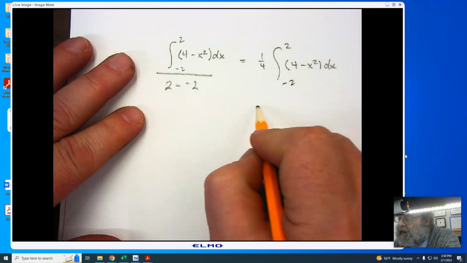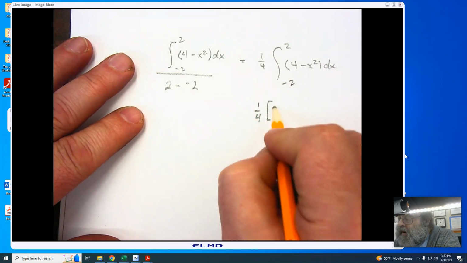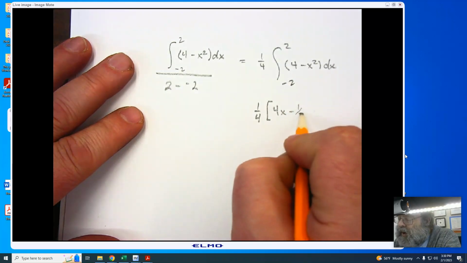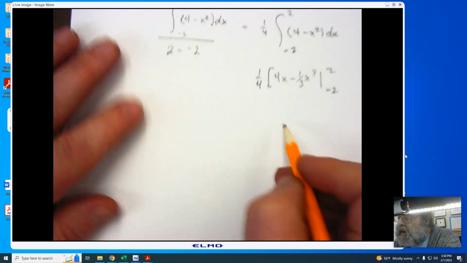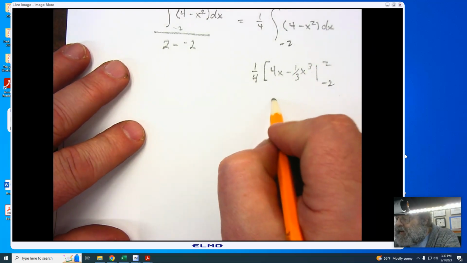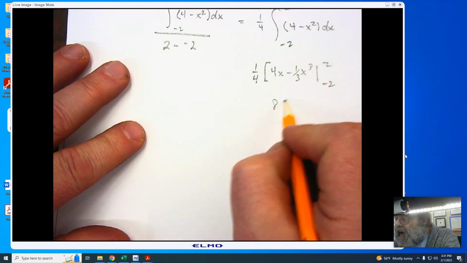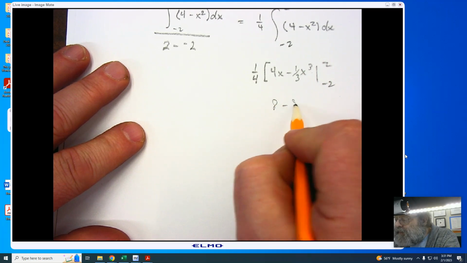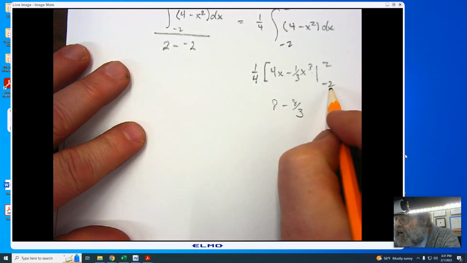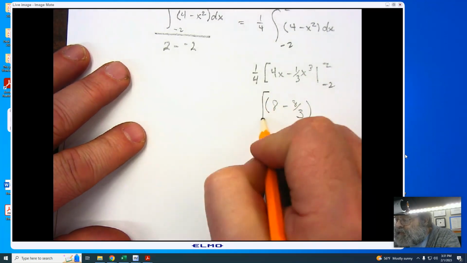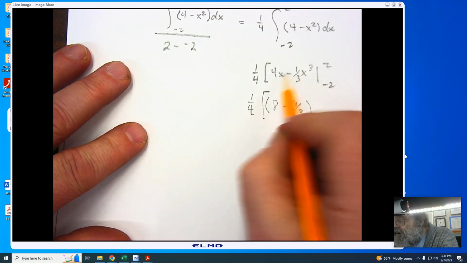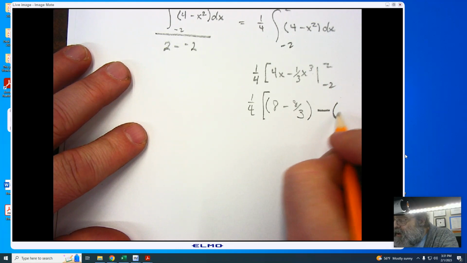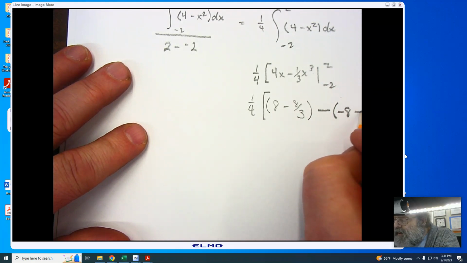I'm now going to integrate, and I have 1/4 bracket 4x minus 1/3 x cubed, and I'm going from -2 to 2. I'm now going to plug in, and I get 8, then minus 8/3. Then I'm going to be subtracting, and I plug in the negative, and this is now giving me minus -8, and I get a double negative to be a plus 8/3.